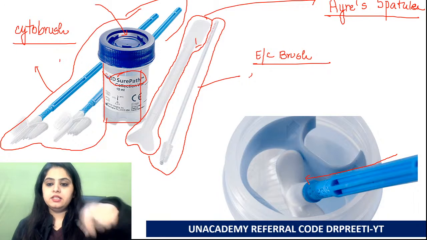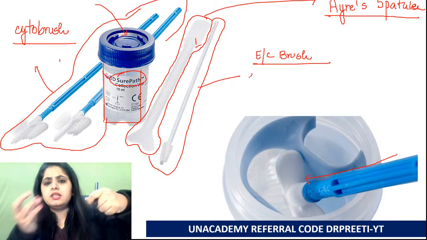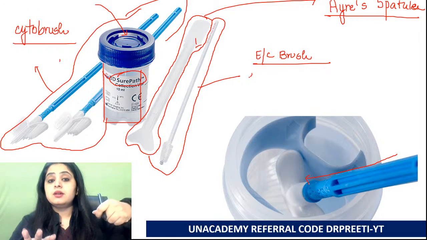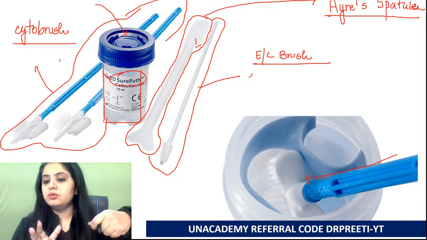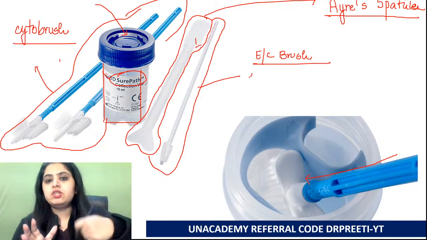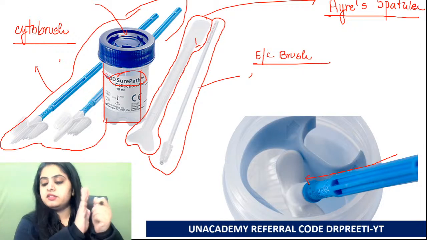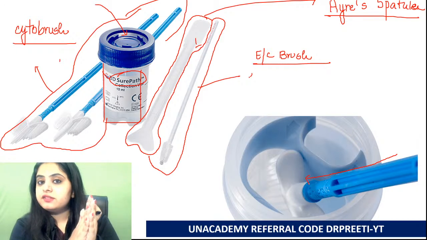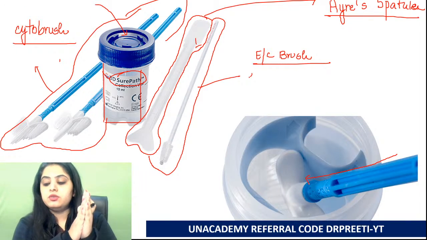Two things. Either you can rinse it in the container, so whatever cells are in the brush will fall in the container. But tell me yes or no: do you agree that no matter how much I rinse it, some cells will still be stuck on the brush? Yes. Do I want to waste material that I've got from the patient? I don't. So what do I do?